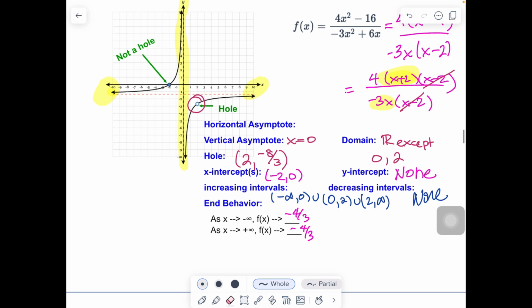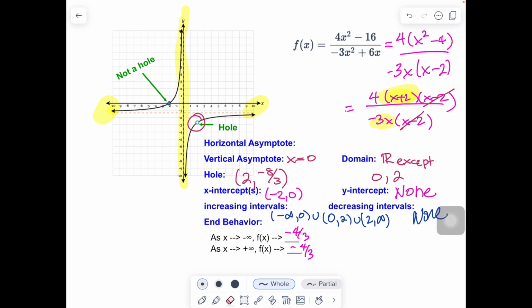All right, can you guess where that negative 4/3 came from? Right, it came from the leading coefficients here, negative 4/3. That was my horizontal asymptote. We'll get more into horizontal asymptotes tomorrow, so if you don't understand how we got that, that's all right. We can talk about that next time. So that's negative 4/3.